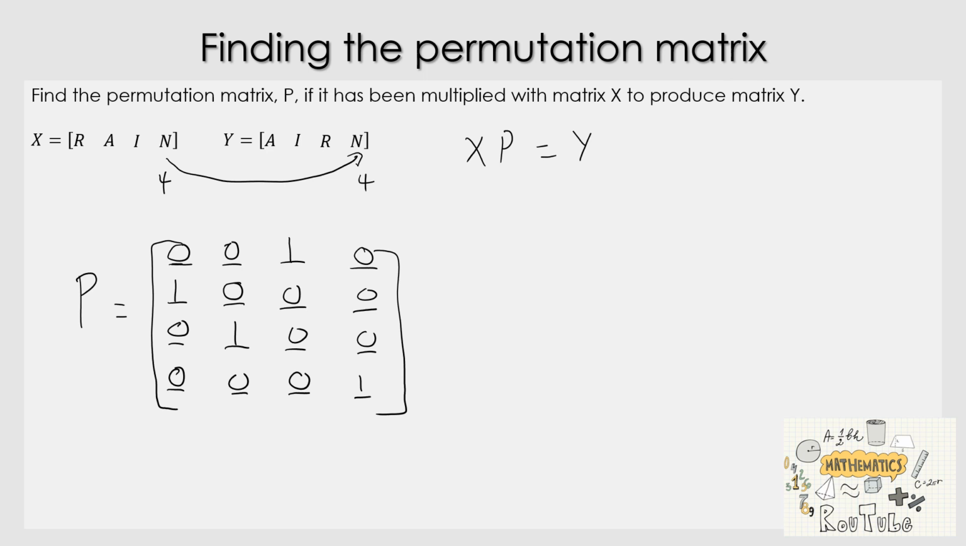So now to double check, what we could do is we could simply just do this equation here. So we could simply just put into our CAS calculator or do manually by hand x times p, and we should get y, which in this case we do. So that is how we find the missing permutation matrix if we have two matrices, sort of like the question and the answer, in this case x and y.